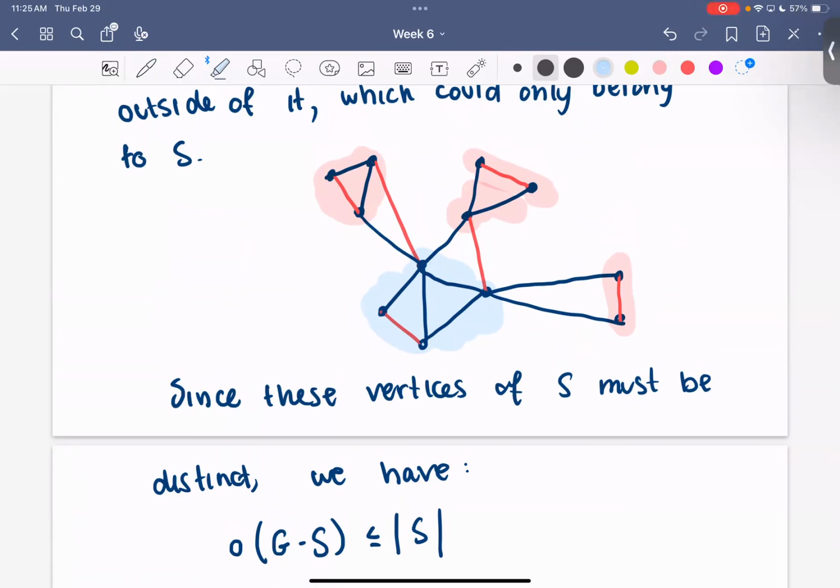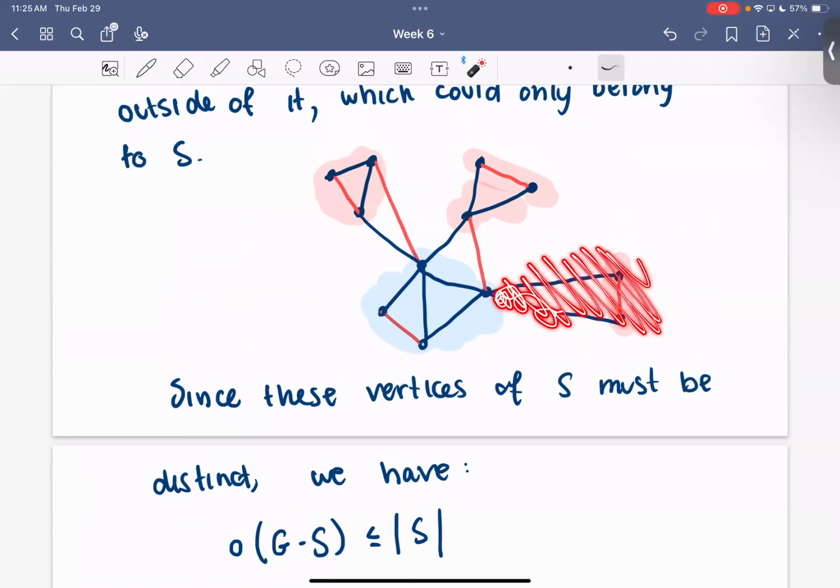Yeah, it doesn't guarantee it. Because you can imagine, let's say this just doesn't exist or something. There are still vertices of S that are left out. Other questions?